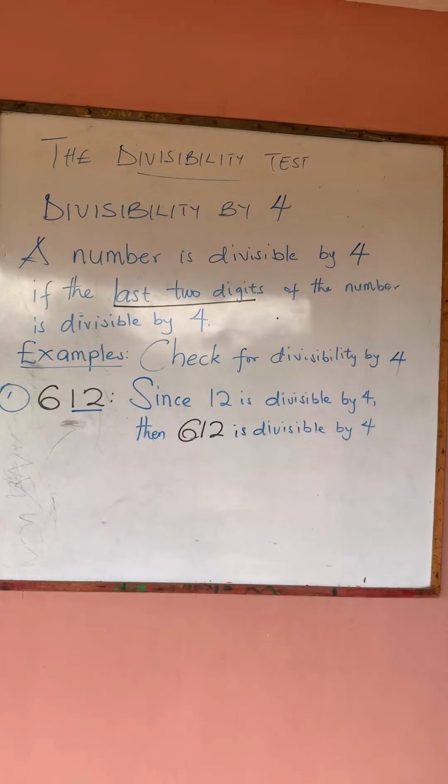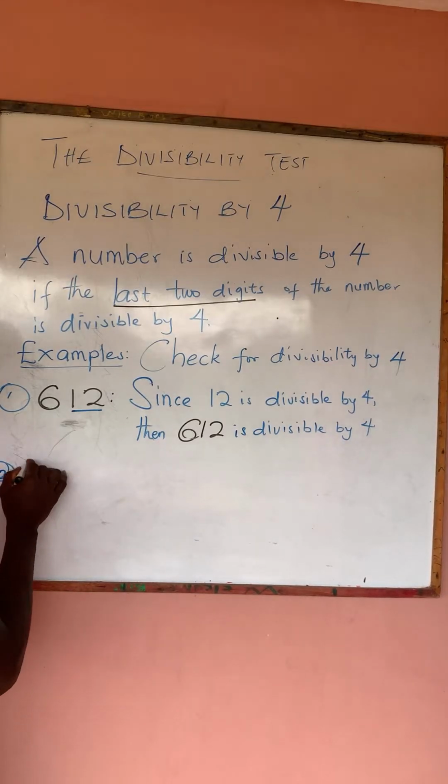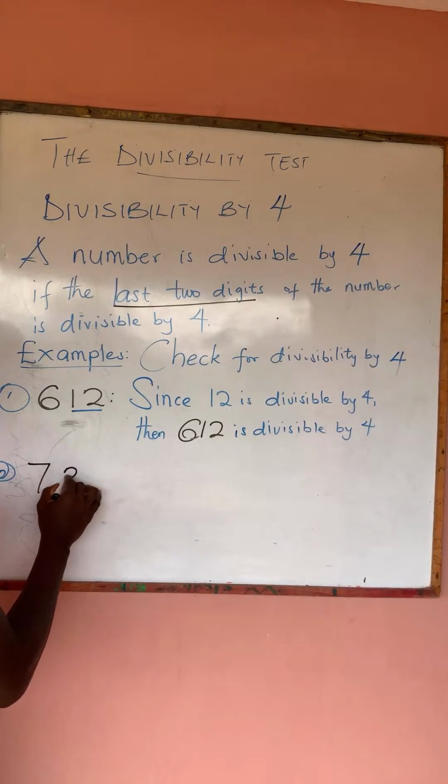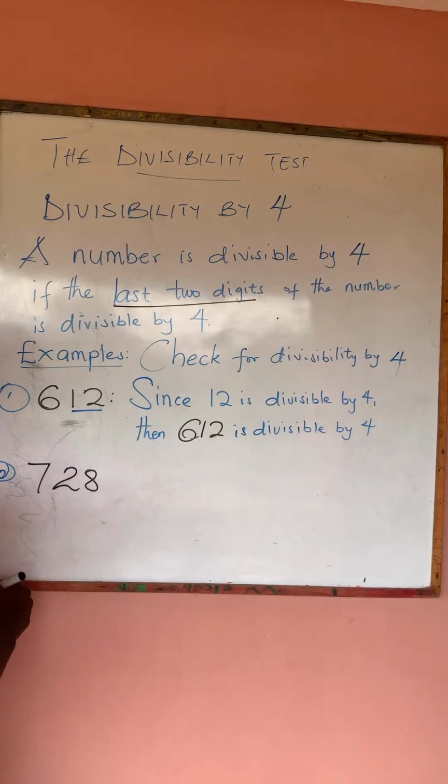Okay, so let's take our next example. Let's try this together. Check for divisibility by 4 for 728.